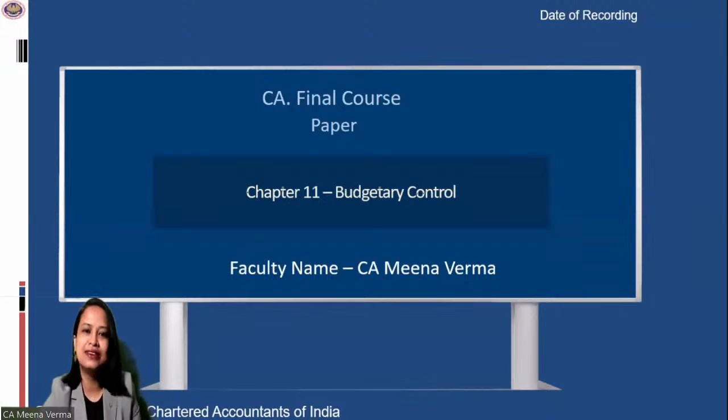Welcome back. I'm CA Meena Verma, and in today's session, we will be studying the new chapter 11, budgetary control. If you read this chapter, you will see that it is from CA Inter, the same chapter we have studied in CA Inter.